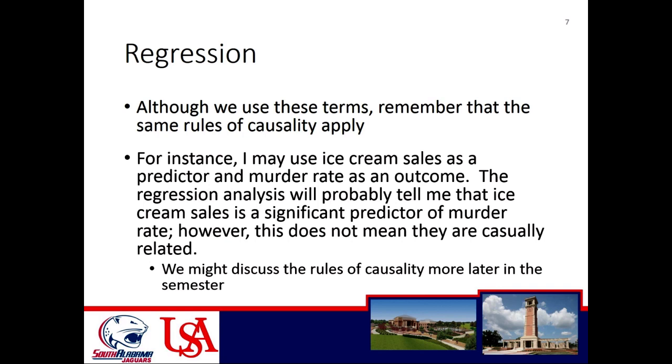You can say that they're related somehow. You can say that you found a significant relationship, but even though we're using the terms predictors and outcomes, and we're using those causal terms when doing regression, you cannot necessarily say they're causally related just because you got a significant regression result. As mentioned, we might cover that more later in the semester, but that's all we're really going to talk about it for now.